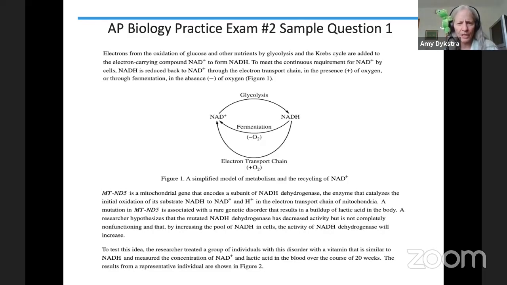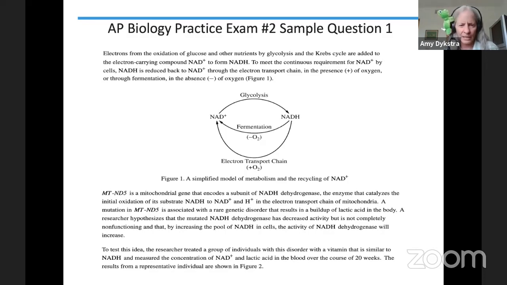Then we have Figure 1, which is a simplified model of metabolism and the recycling of NAD+. MTND5 is a mitochondrial gene that encodes a subunit of NADH dehydrogenase, the enzyme that catalyzes the initial oxidation of its substrate, NADH, to NAD+ and H+ in the electron transport chain of mitochondria. A mutation in MTND5 is associated with a rare genetic disorder that results in a buildup of lactic acid in the body. A researcher hypothesizes that the mutated NADH dehydrogenase has decreased activity but is not completely non-functioning, and that by increasing the pool of NADH in cells, the activity of NADH dehydrogenase will increase.